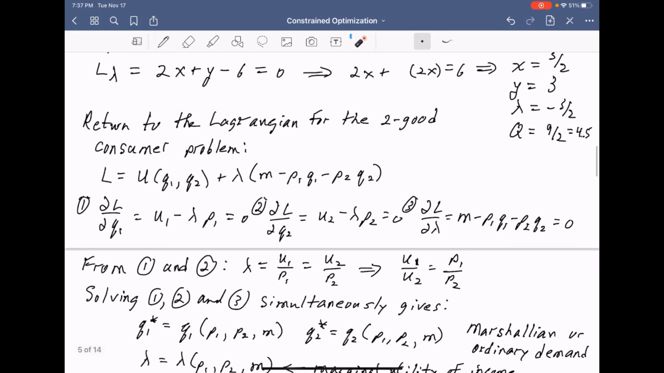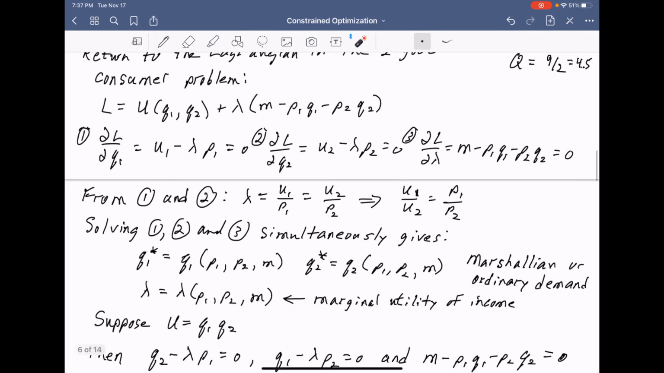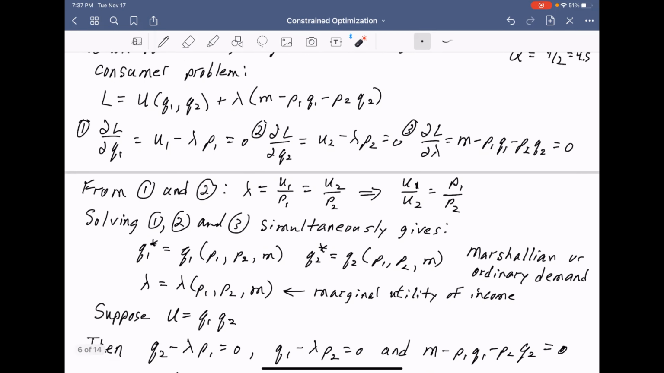From 1 and 2, we get that lambda is equal to the marginal utility of 1 over the price of 1, which is equal to the marginal utility of 2 over the price of 2, which is equal to u1 over u2 equals p1 over p2. So the ratio of the marginal utilities is equal to the ratio of the prices, and that's our marginal rate of substitution. Actually, it's the negative of the marginal rate of substitution because of the negative signs on these slopes.